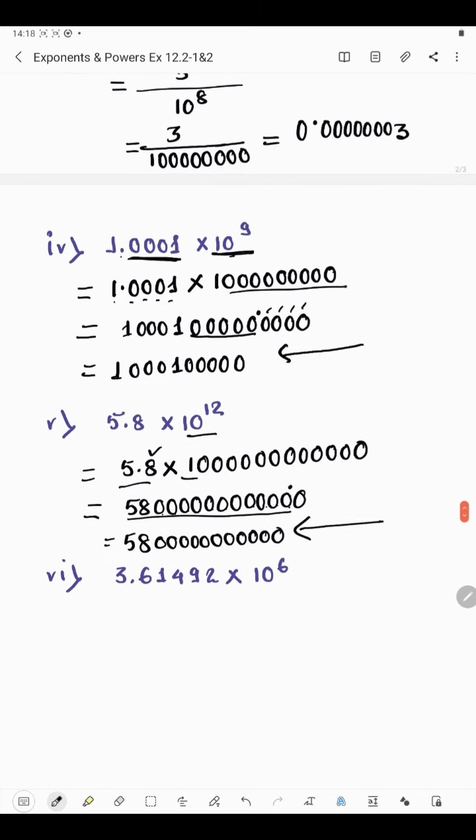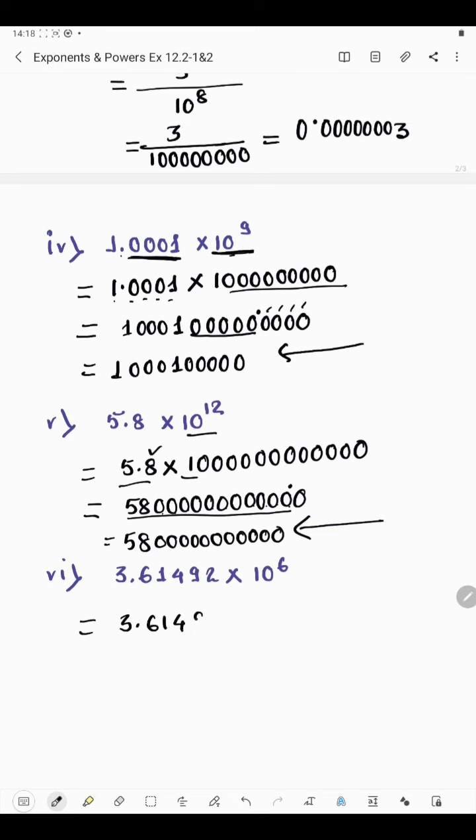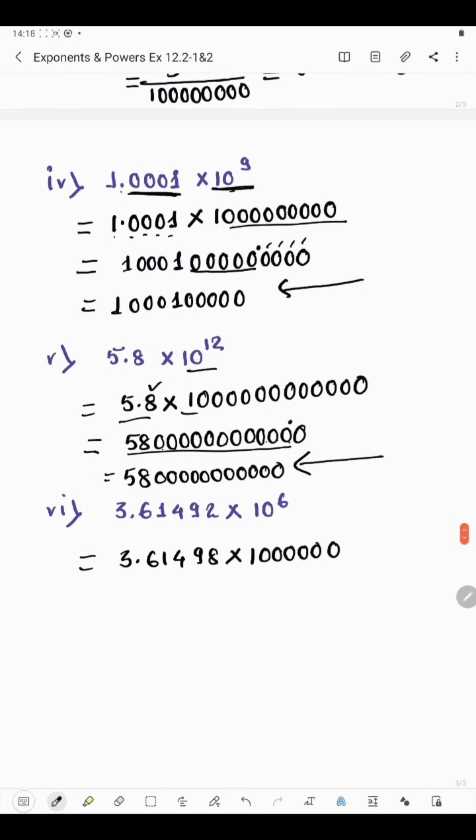Okay. Now in the last part we have 3.61492 multiplied by 10 to the power 6, means we will have to put 6 zeros. So 1, 2, 3, 4, 5, 6. Okay, so here 6 zeros. Now here we will just ignore the point. So if you multiply this with 1, we'll have 361492, and then we have 6 zeros. So 1, 2, 3, 4, 5, 6.